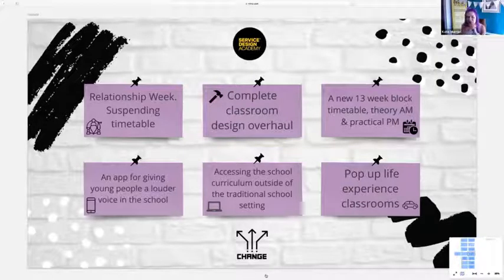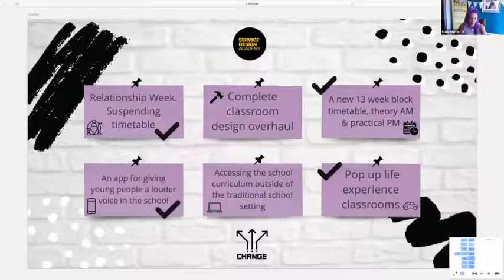A new 13-week block timetable where there is a concentration on theory in the morning and practical in the afternoon. So that's 1 subject per day. So you're not splitting your time across lots of 5 or 6 different subjects. Another idea was that an app would be given to young people to give the young people a louder voice in the school. And looking at different ways of accessing the curriculum outside of the traditional setting, as well as pop-up life experiences outside of the classroom and inside of the school. So since then, there's 4 out of 6 of them, I believe, that have happened.